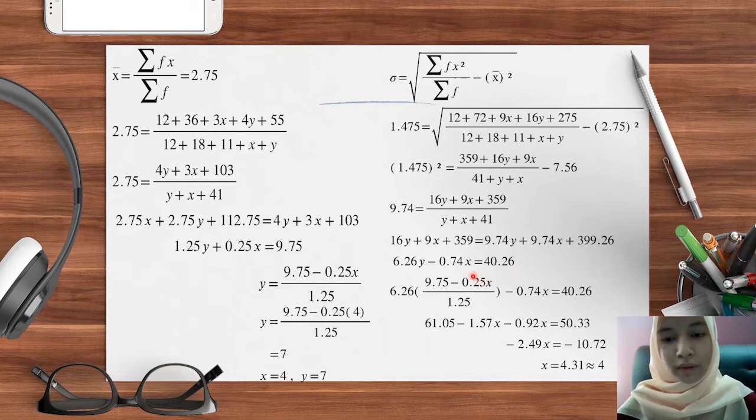So in order to find the value of x, we need to substitute the value of y from the first equation. And then after substitution and calculation, we will get x is equal to 4. After getting the value of x, we can substitute it in our first equation to get the value of y. After calculating, we will get y is equal to 7. So as a result, x is equal to 4 and y is equal to 7.